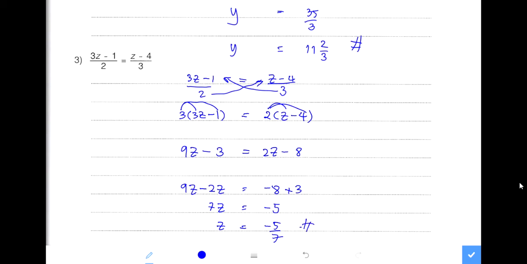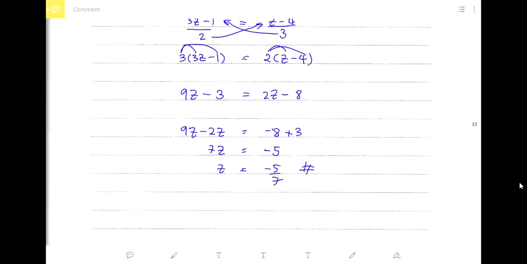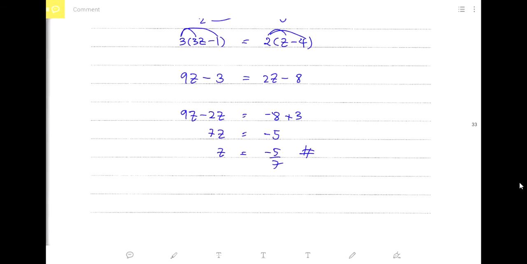That's your answer. This is quite easy. You just have to do it step by step. Okay, just do it step by step. Okay, let's go to the next problem.